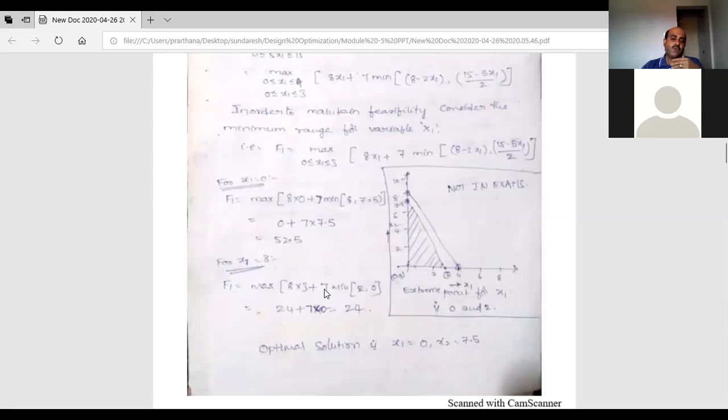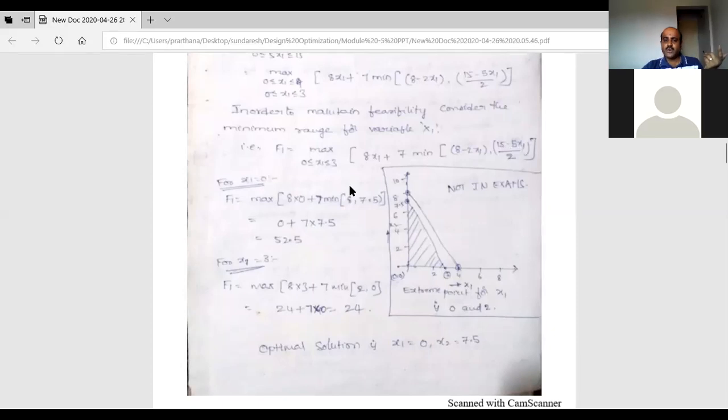So you can try with x1 is equal to 1. I will just explain here. If you put x1 is equal to 1 here, what happens to this equation now? 8 into 1 plus 7 of minimum of 8 minus 2 into 1, which becomes 6, comma, 15 minus 5 into 1. So 15 minus 5 is 10, 10 divided by 2 is 5.